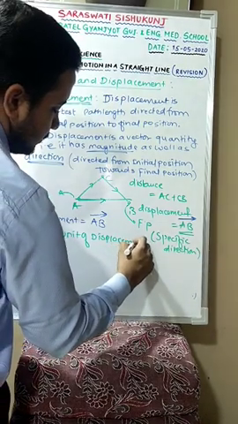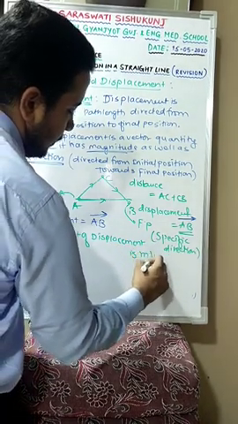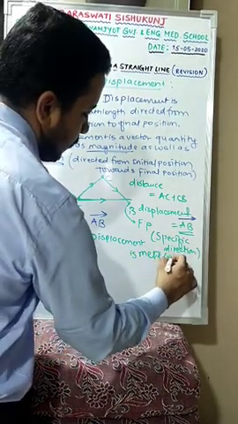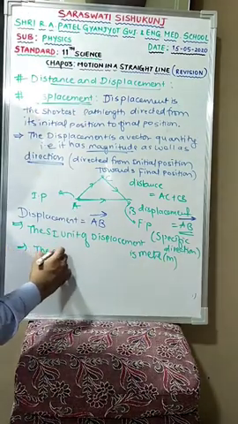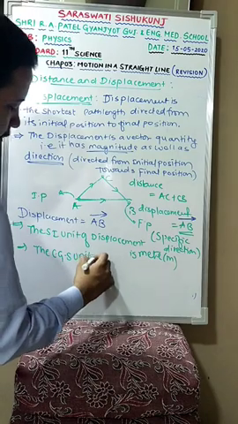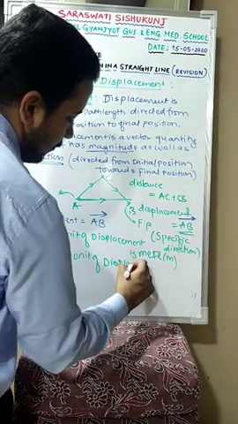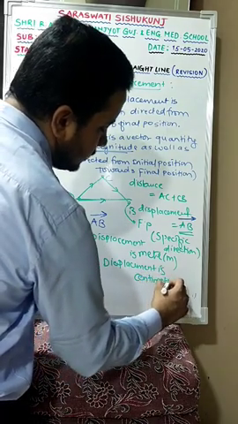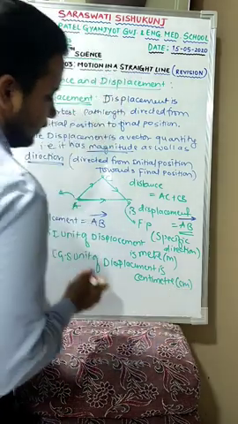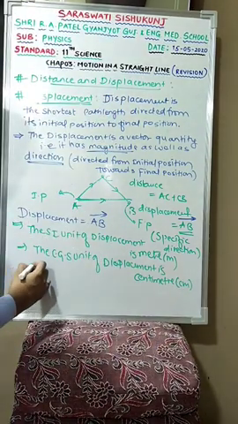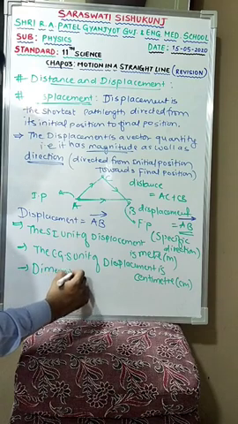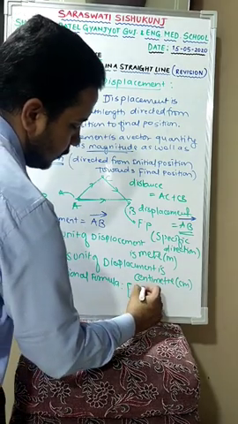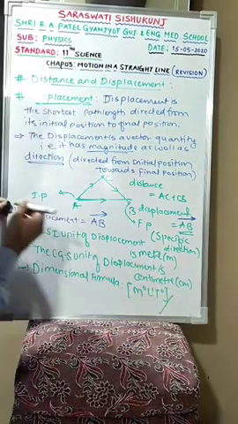Next, the SI unit of displacement. The SI unit of displacement is meter. Yes or no? And the CGS unit of displacement is centimeter, the same as distance only. Clear? Because both are length. Dimensional formula: can anybody tell me what is the dimensional formula? Only length. The measure of length, answer is M0 L1 T0. Is this clear?